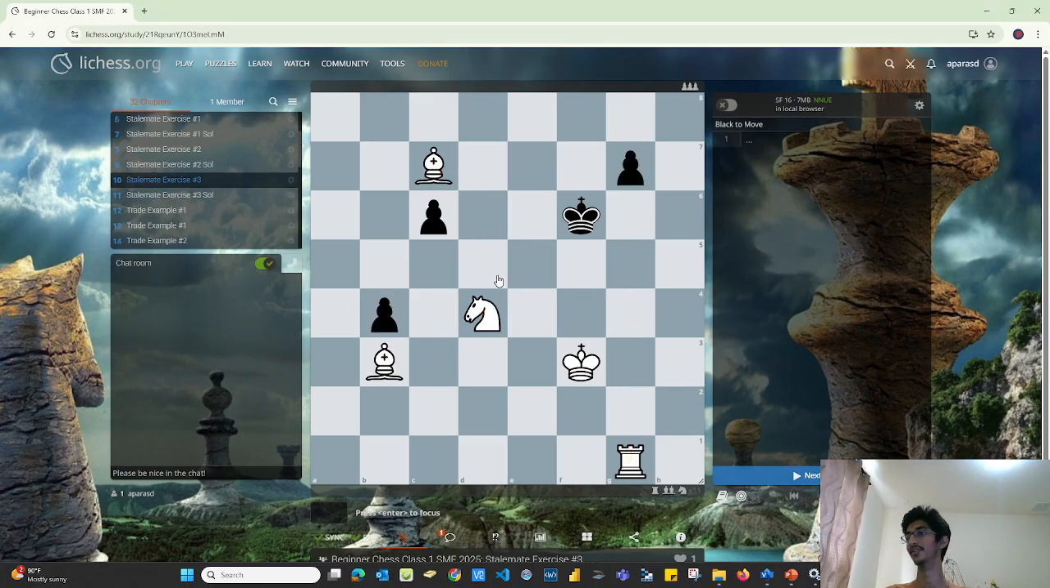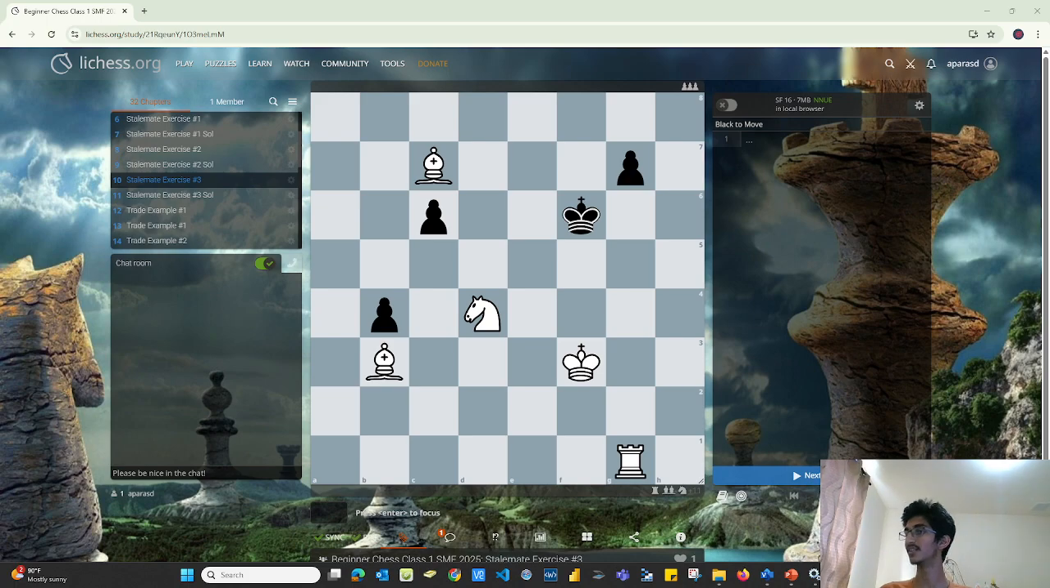Let's take a shot at another one. In this one, it's black to move. Does black have a move that's allowed? I'll put your hand down, and when you guys have the answer, you can send it in the chat.